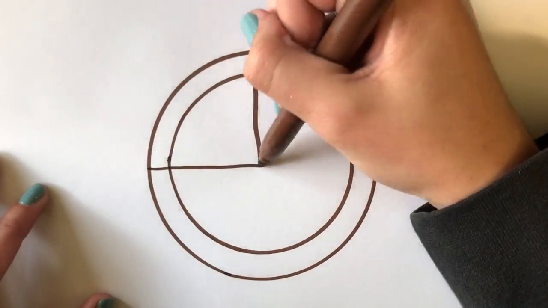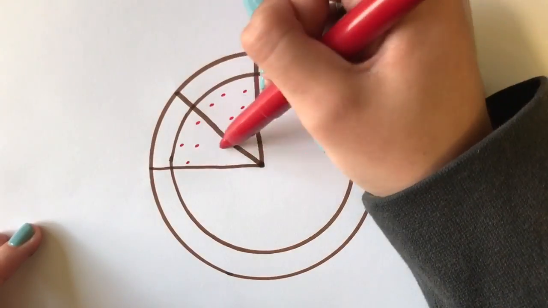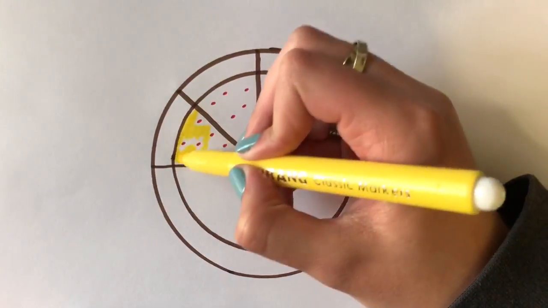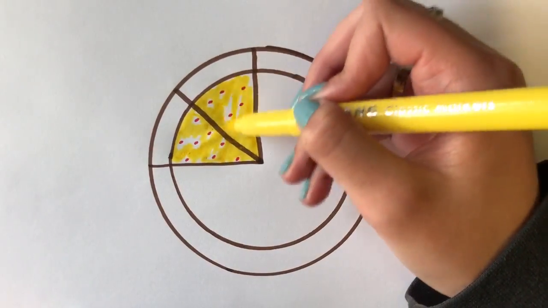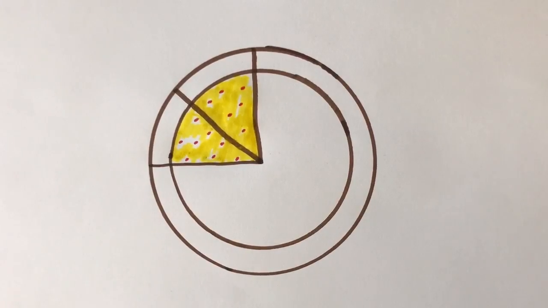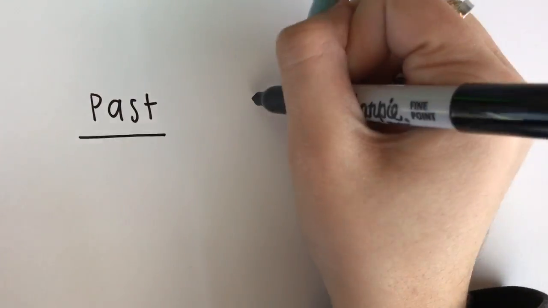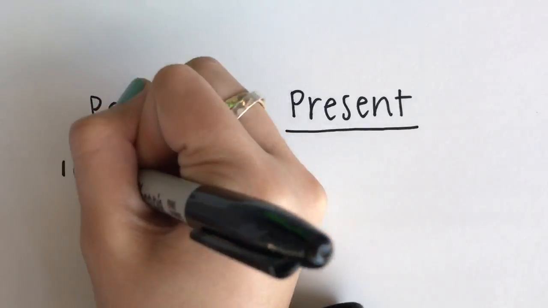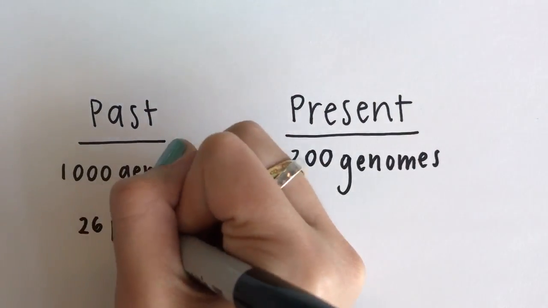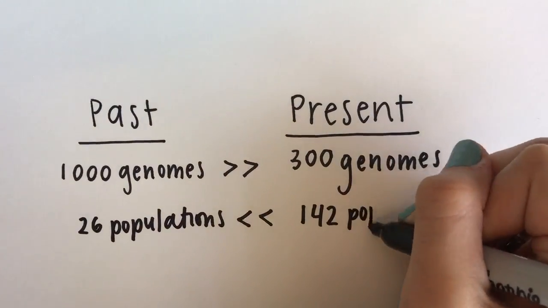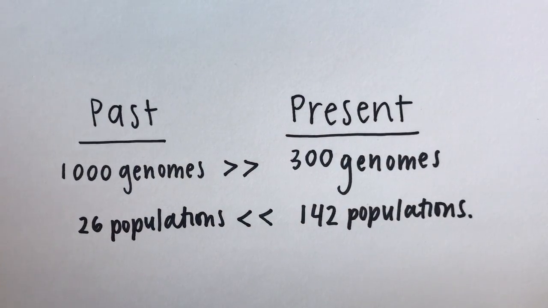Those researchers cover only a couple of slices of the pizza. They had a lot of samples, but not enough populations to cover global human diversity. In the present study, the researchers sampled 300 genomes, so much less than 1,000 by a great deal, but they obtained their samples from 142 populations.